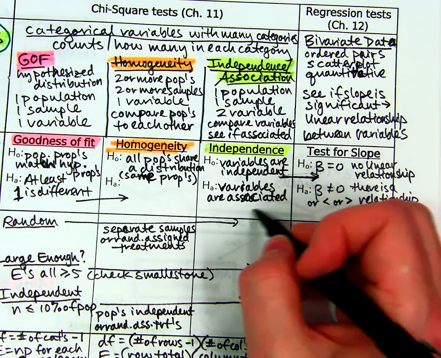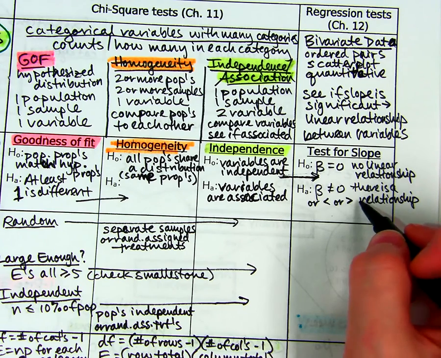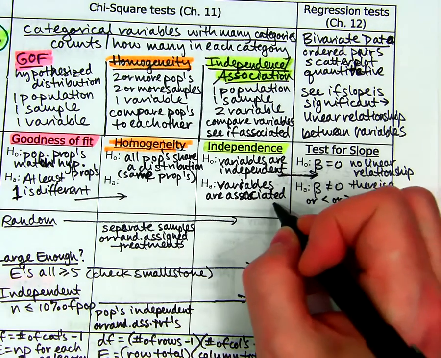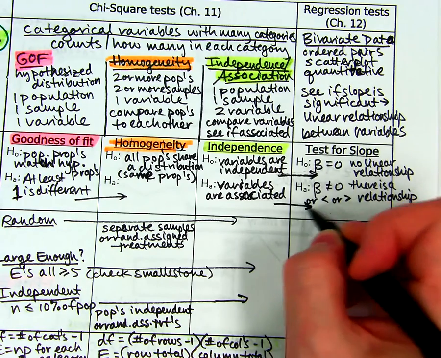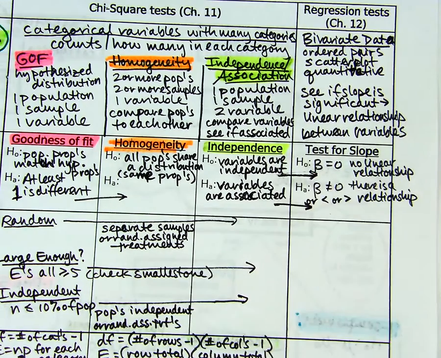And then the variables being associated is another way of saying they're correlated. You use the word correlated only for quantitative, but that associated word could be used for either. So these are the same for categorical and quantitative, and that's kind of fascinating.